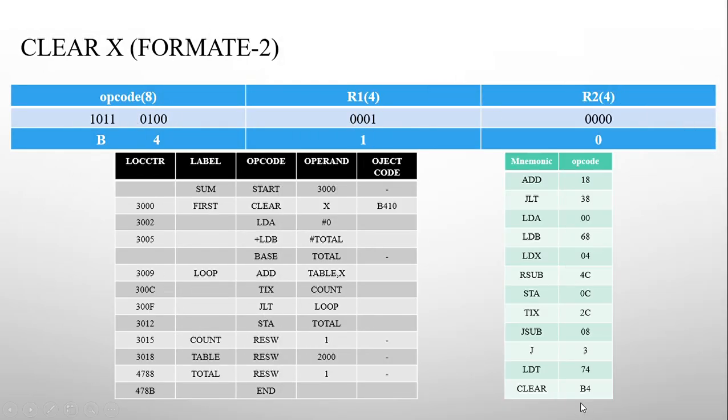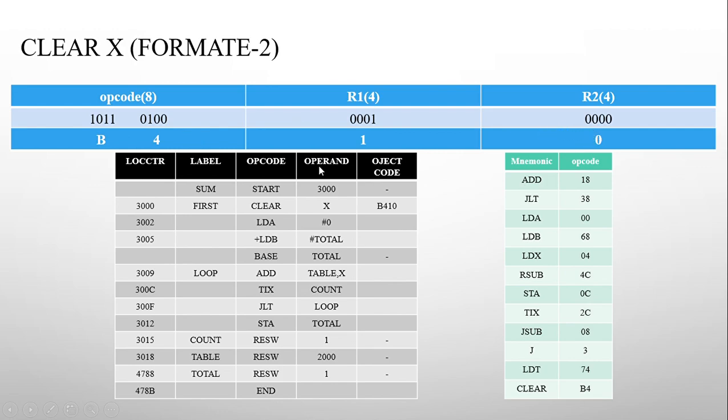Here clear is nothing but B4. Here B4, we are writing in binary values. For B we are writing 1011 and for 4 we are writing 0100. Next, let us consider, here we are having register as x. X has a register value of 1. Therefore for R1 we are writing a register value as 1. For R2 we don't have another register, therefore R2 value is 0.